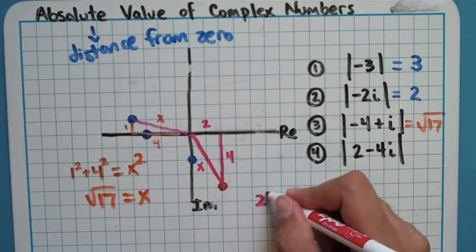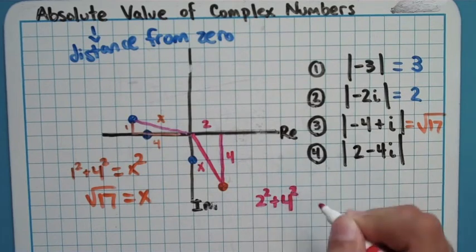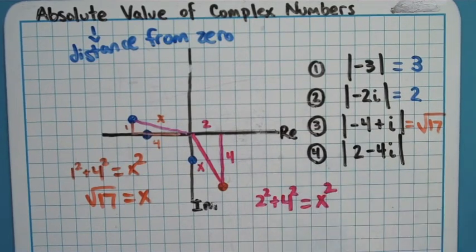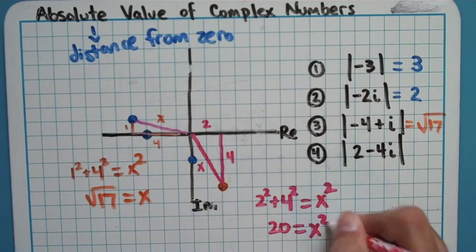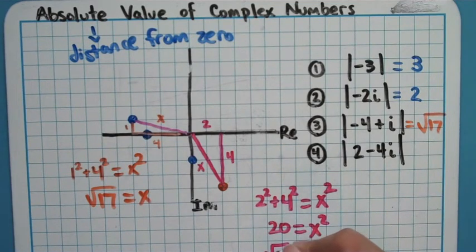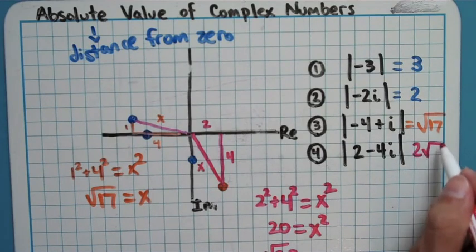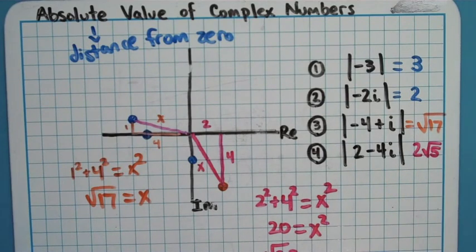I'm just going to do a squared plus b squared equals c squared. I'm going to solve that. I end up with 20 equals x squared. I get the square root of 20, which, as you recall, you can simplify. If you do a little factoring, it's going to be 2 root 5 for x. So that absolute value is equal to 2 root 5. So when you're finding the absolute value of a complex number, graph it, make a right triangle, and just do the Pythagorean Theorem.